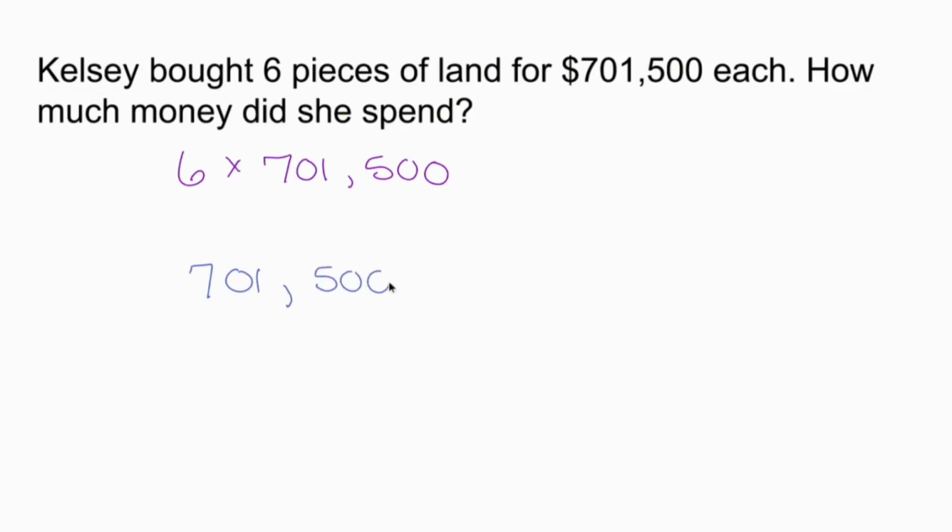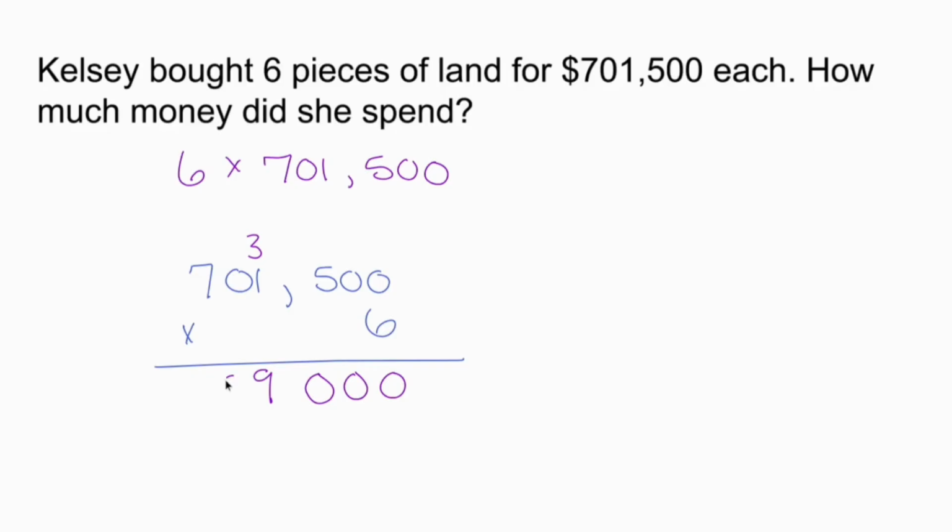701,500 times 6. Now when we multiply, we take our digit, we multiply it to every digit up here, remembering that we might have to carry over a few times. 6 times 0 is 0. Okay. 6 times 0 is 0. Okay. 6 times 5 is 30. So we write out our 0, carry over a 3. 6 times 1 is 6. 6 plus 3 is 9.